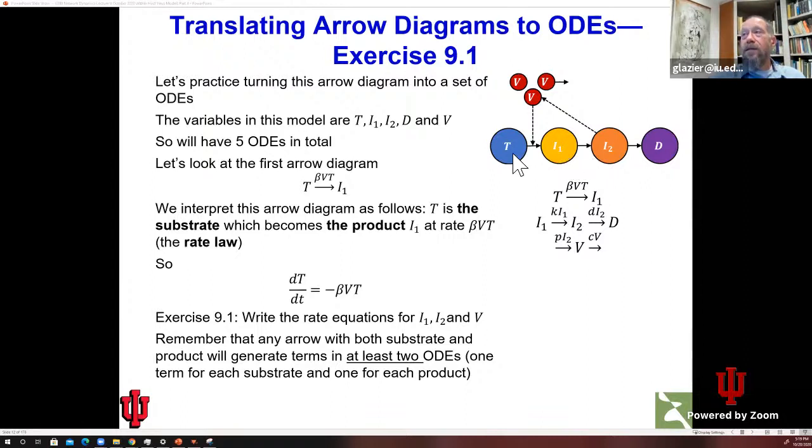I1, T becomes I1, I1 becomes I2, I2 produces virus, so that's a correct transformational arrow, although I2 is not actually used up in that. So perhaps you should think of that as a regulatory arrow too. So maybe there should be nothing goes to V, and the arrow should be pointing at that arrow. And I2 goes to D. So this top picture is a little bit ambiguous. The bottom picture is not ambiguous.